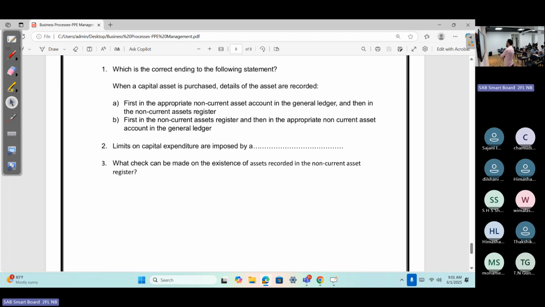What check can be made on the existence of assets recorded in the non-current asset register? In the asset register, you have 10 items. Now you want to verify whether the 10 items exist or not. What check? Physical verification.